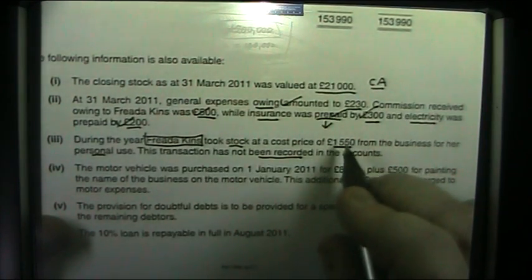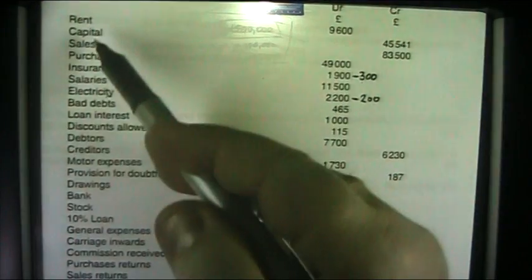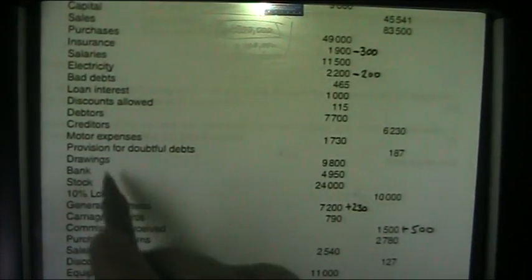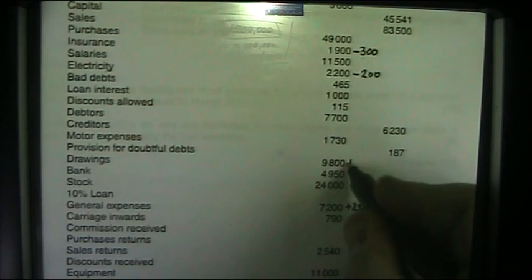So we've got a choice. We're going to do this here and put it into drawings, the $15.50, okay? Because the owner has taken money out of the business. So I'm looking at the list, rent, capital, drawings. Oh, there it is there. Drawings was right there. So I'm going to add the amount for drawings, which was $15.50.